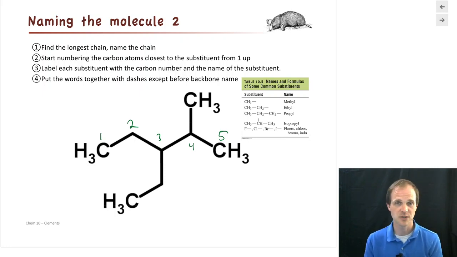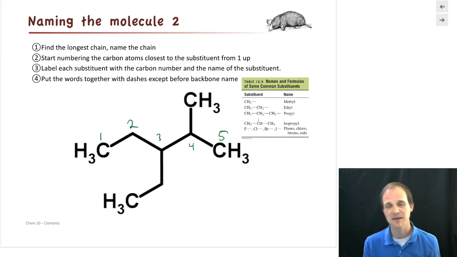Okay, there are rules for which is the best path. We're not going to talk about those. It doesn't matter which path you take. If you take a path that gets you your longest chain and name it that way, you'll be just fine. So I'm just going to go with the left to right one here, going across the middle, because that's usually the easiest.